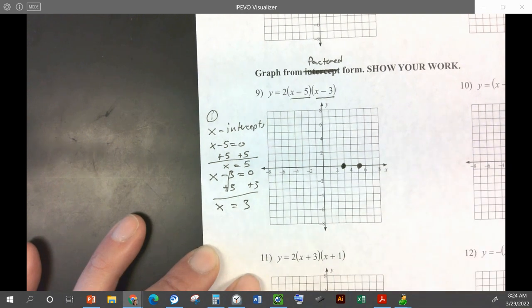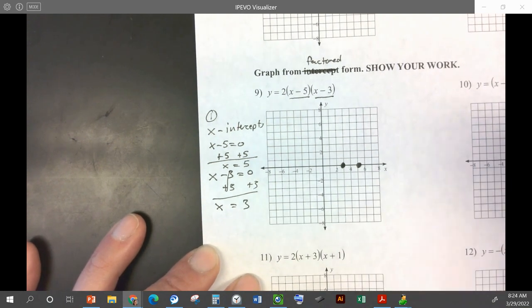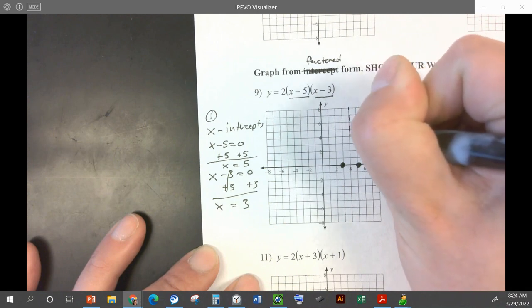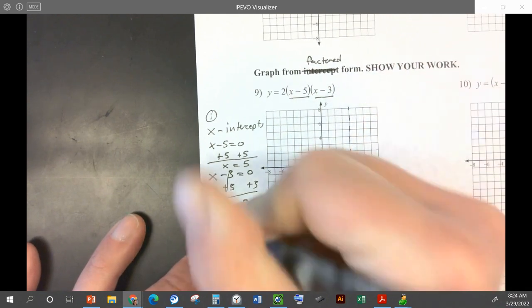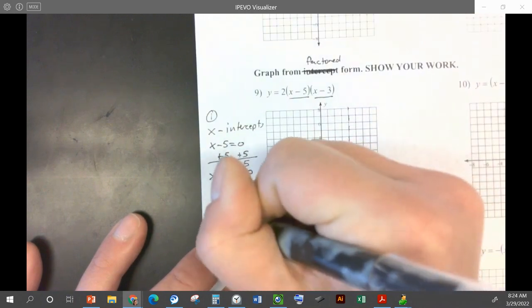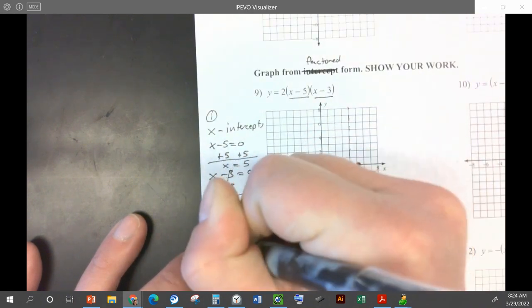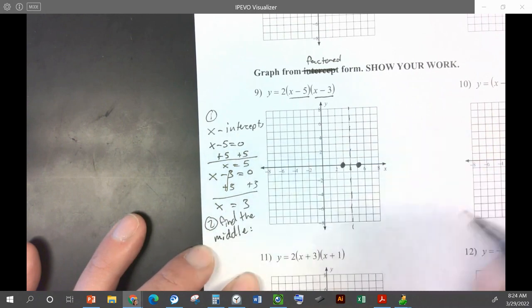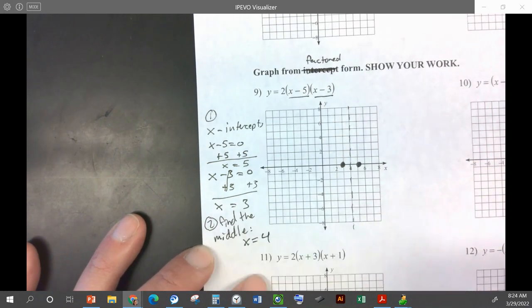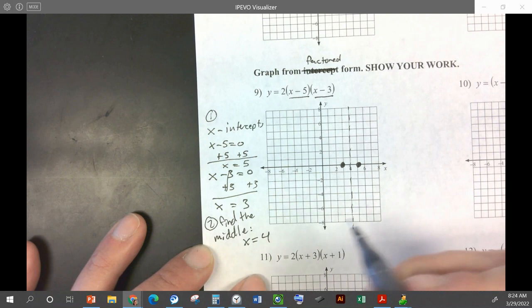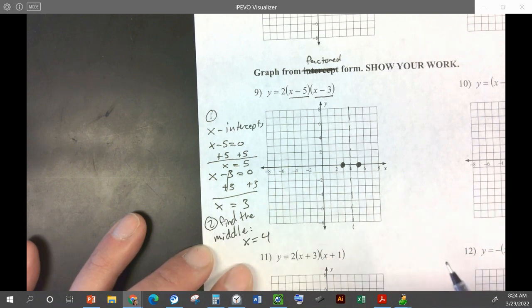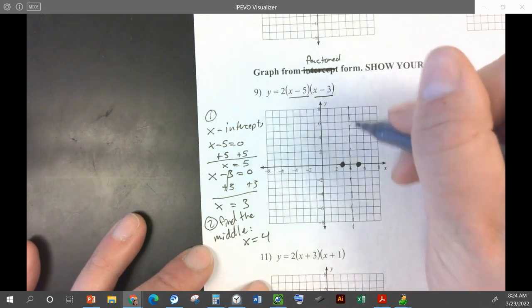Now we have to find the middle. Where is the middle here? 4. Good. Perfect. So the second step, like William said, is find the middle. And the middle here is x equals 4. So do you remember what to do next, William? Anyone else remember? Yep, so we know the vertex has to be on this line.